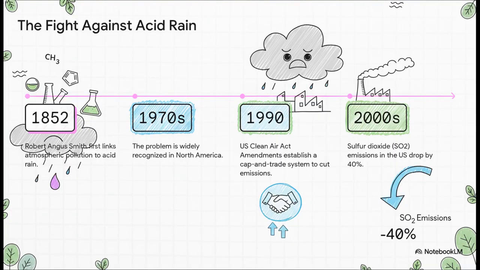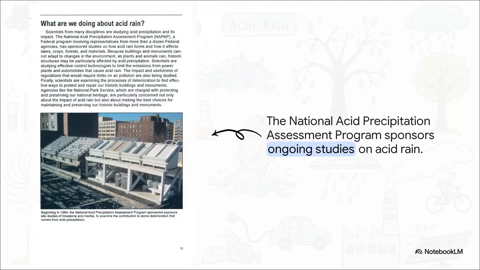Believe it or not, the fight against acid rain is a major environmental success story, and the science isn't even new. The link was first made way back in 1852. By the 1970s, it was a huge public issue, and that led to the 1990 Clean Air Act amendments in the US. This created a clever cap-and-trade system to cut emissions, and guess what? It worked. By the 2000s, SO2 emissions had dropped by a whopping 40%. And that work still continues today.